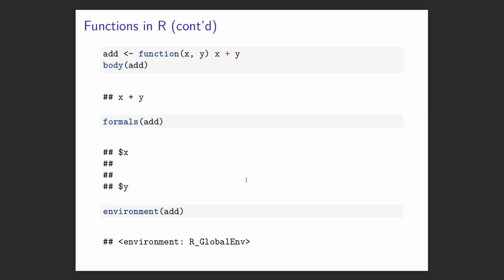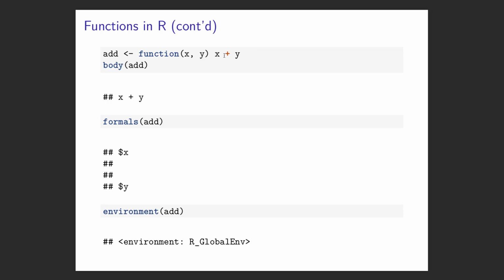But let's create a very simple function in R. I'm just going to create a function called add, using this function keyword. It takes two arguments, x and y, and we're just going to add them together. We can extract the body of this function with the body function. You can see it's just x plus y. We can get the list of formals, the formal arguments. We can see they're x and y. They have no default arguments. If they had any default parameters, they would show up here. And we can check the environment. In this case, the environment is just the global environment.